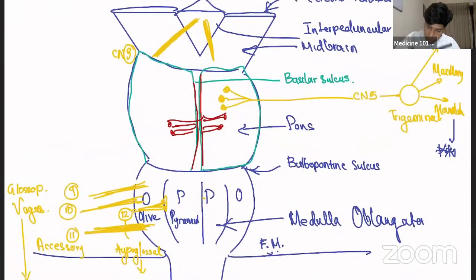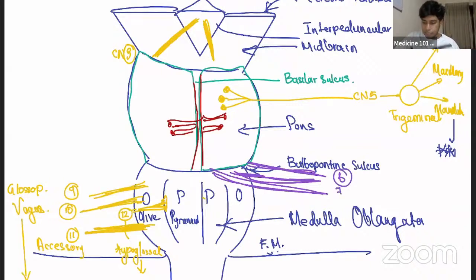Next, I will talk about the nerves that come out of the bulbopontine sulcus. This was asked in an MCQ. So basically, it's 6, 7, 8. Cranial nerve 6, 7, 8. Can someone tell me what is cranial nerve 6? Abducens. Yes. Nice. What is 7? Facial. Can you tell me the function of the facial nerve?